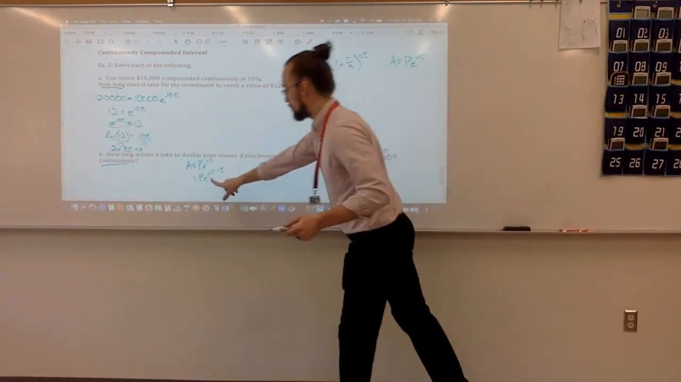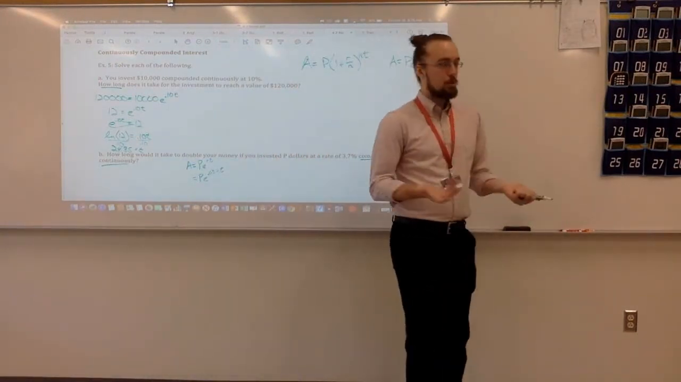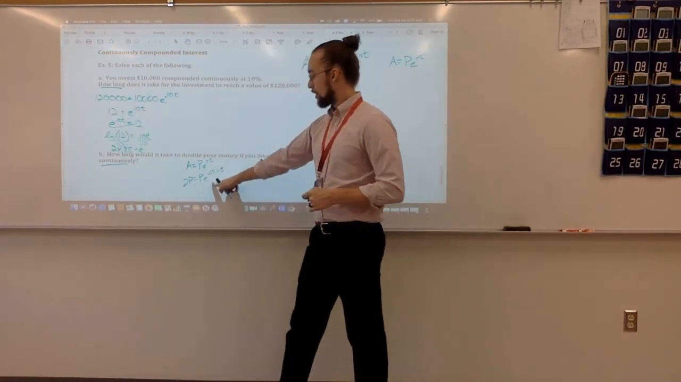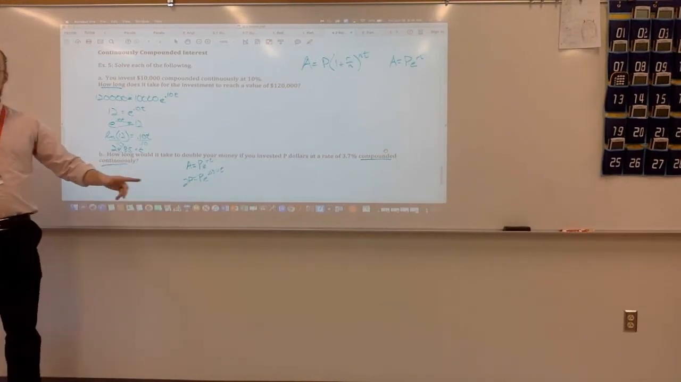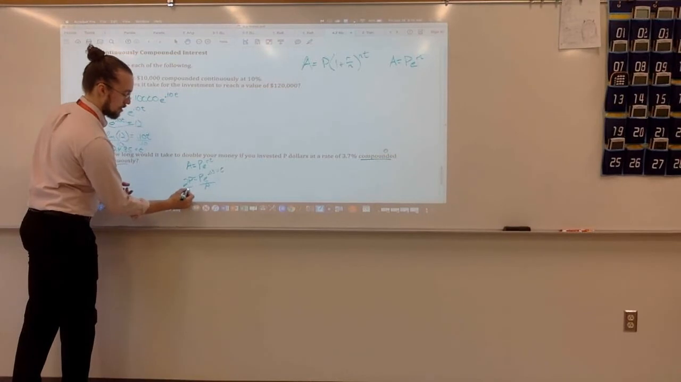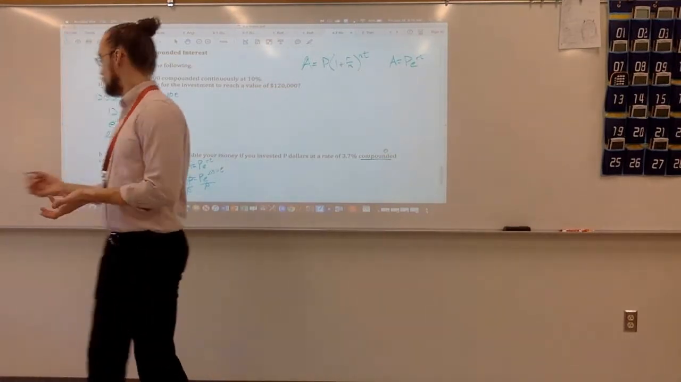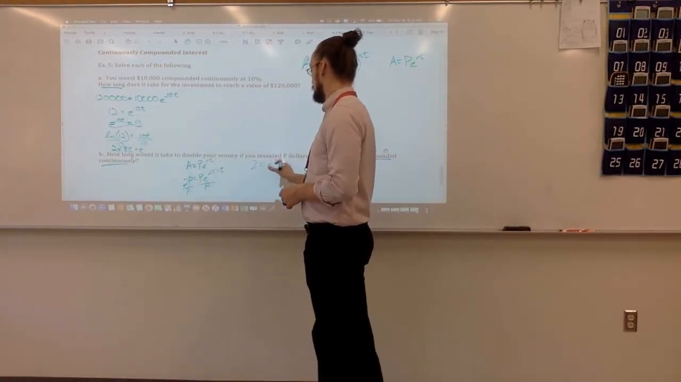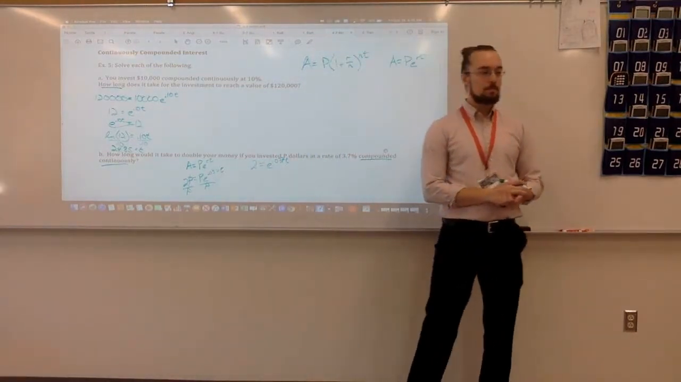It's asking how long it's going to take to double my money. So if I'm starting with P, how would I express double that? 2P. Okay, I want to get the exponential by itself, so I'm going to divide both sides by P. When I do that, the P's just cancel out on both sides, and I end up with 2 equals e to the 0.037t power.